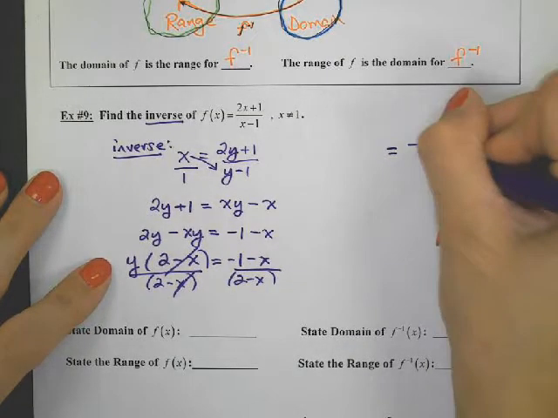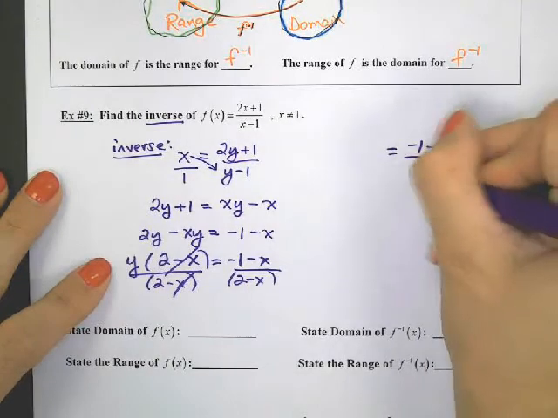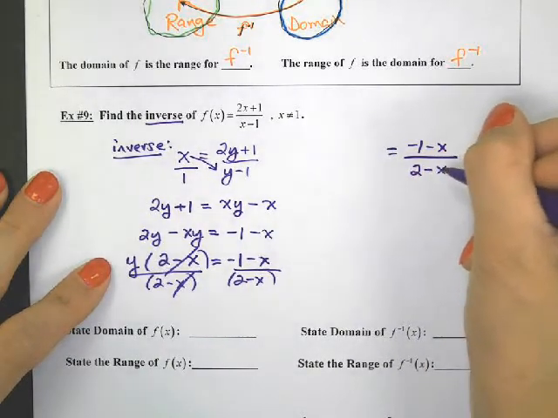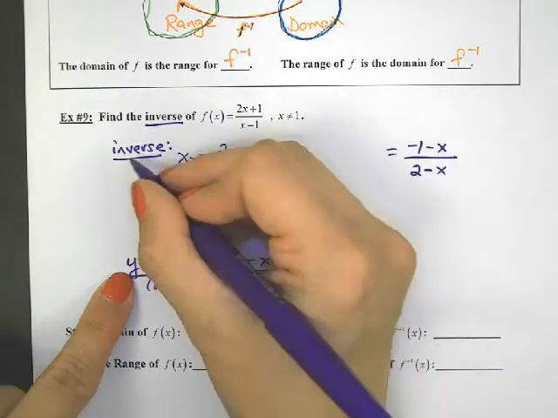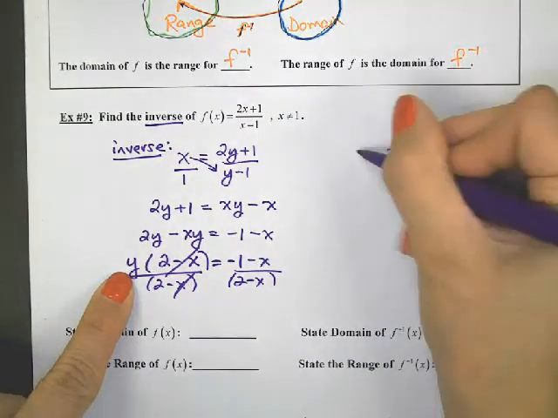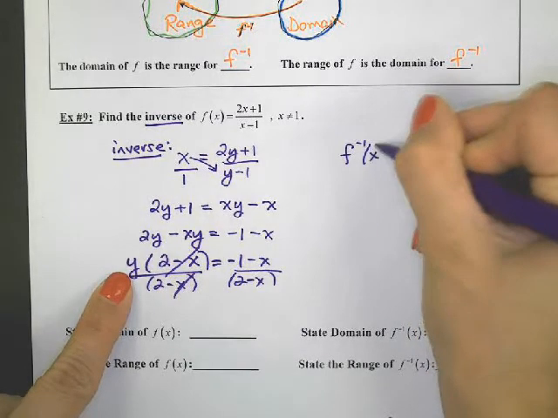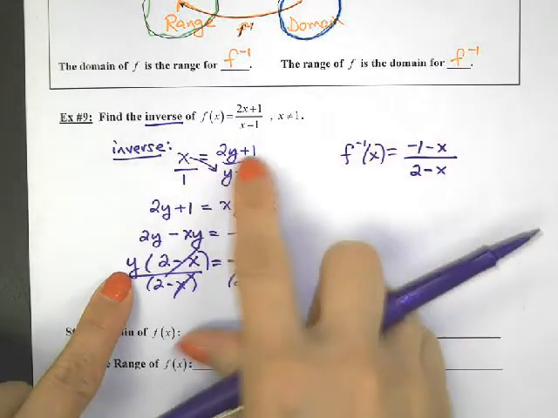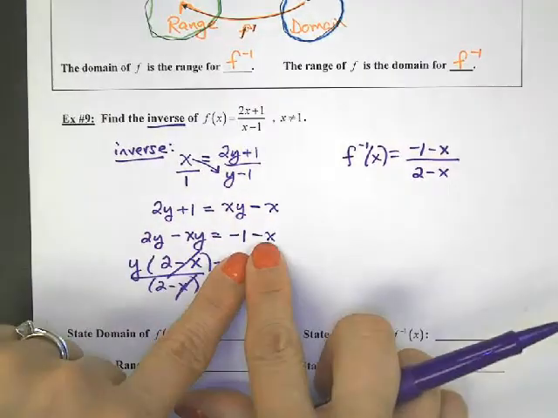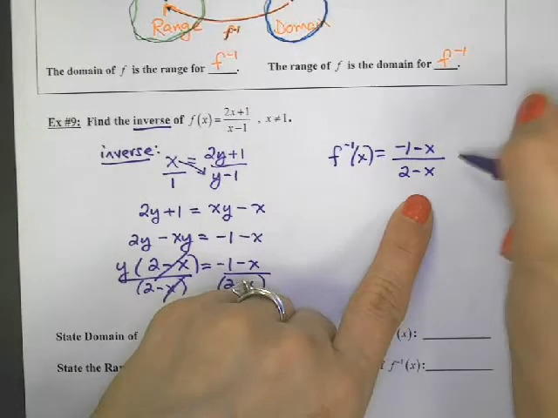So we have negative 1 minus x and 2 minus x. But hang on, we're not going to say y. Remember, this is an inverse. Let's use the proper notation. F inverse of x. Now, depending if you moved things to the right or the left, there's another equivalent answer.